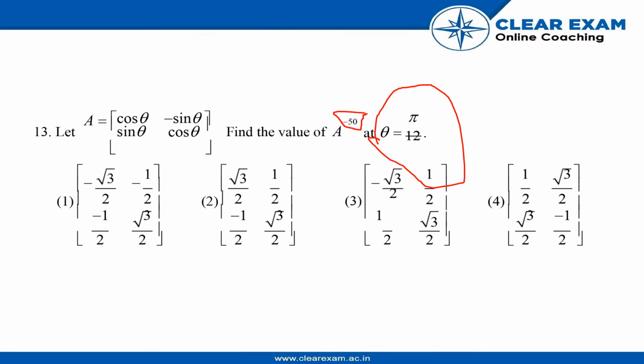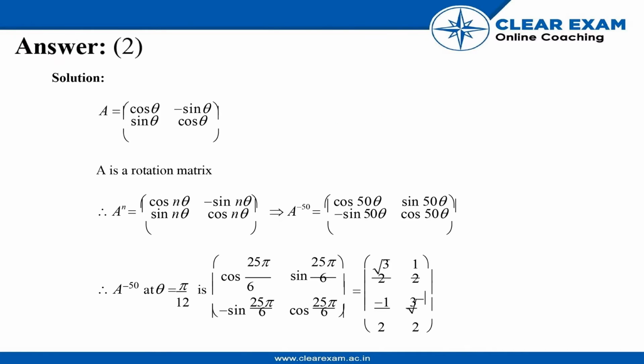First, let me take the highlighter, then we'll go to the solution. So A is a rotation matrix, so A to the power n can be written by putting n before theta everywhere: cos n theta, minus sin n theta, sin n theta, and cos n theta. And for A to the power minus 50, n is replaced by minus 50, so inside the brackets also, everywhere in place of n, minus 50 would come.